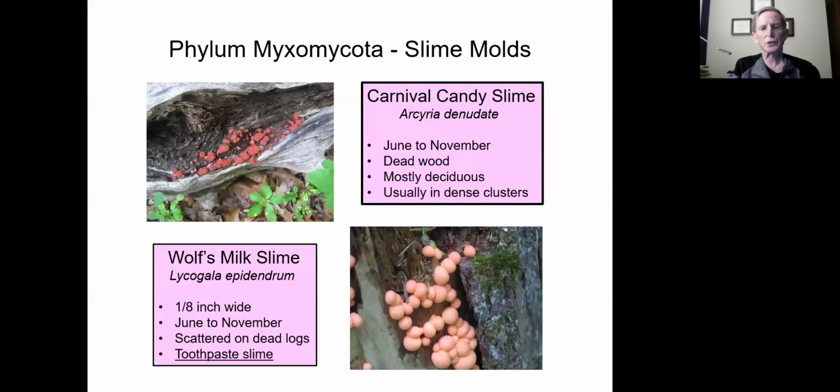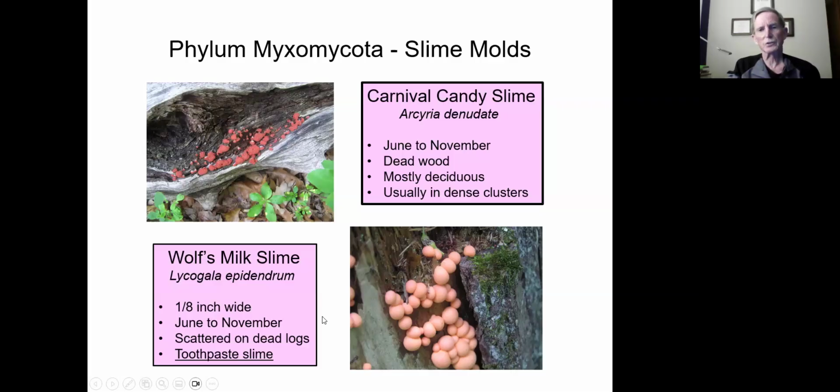Here are two examples, and there could be red ones. You could see this as potentially being a jelly fungus. They tend to also get jelly-like as they get older. This is called carnival candy slime, on dead wood, same time frame. This was called wolf's milk slime. It forms into a stuff sometimes called toothpaste slime because it actually looks like jelly.